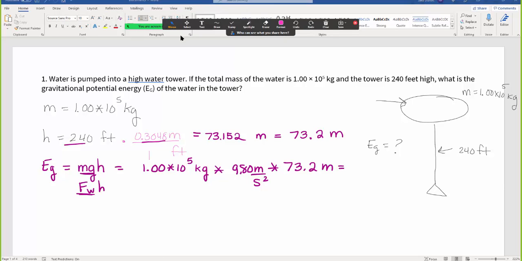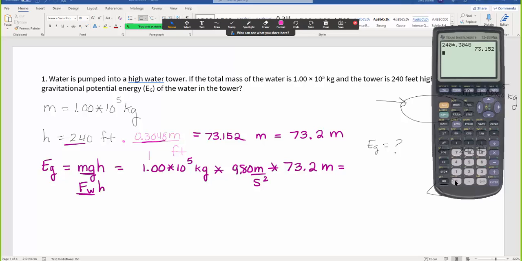All right, we'll plug all those in the calculator. 1.00 times 10 to the 5th times 9.80 times 73.2. All right, and we get 71,736,000.